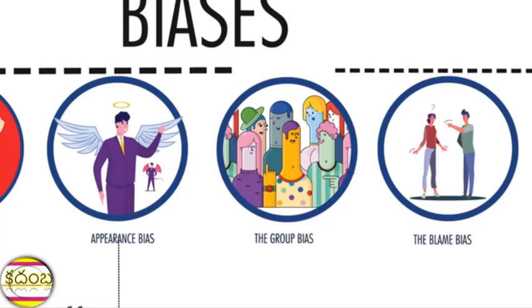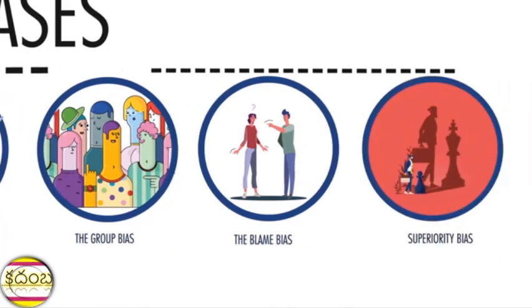The blame bias. Our innate response is to blame others. It is more painful to look in the mirror and admit our mistakes. This is the blame bias.